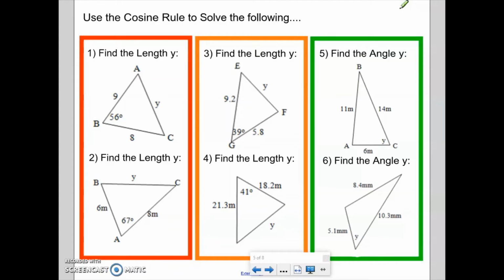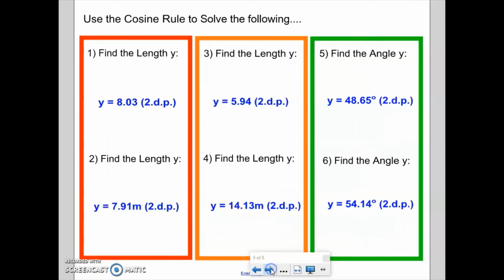Okay, welcome back to the video. I'll just go ahead and put up my solutions to these 6 questions. So for each answer, I've rounded to 2 decimal places. If you could just take your time to mark up these answers, and very well done if you were able to calculate all 6 correctly.